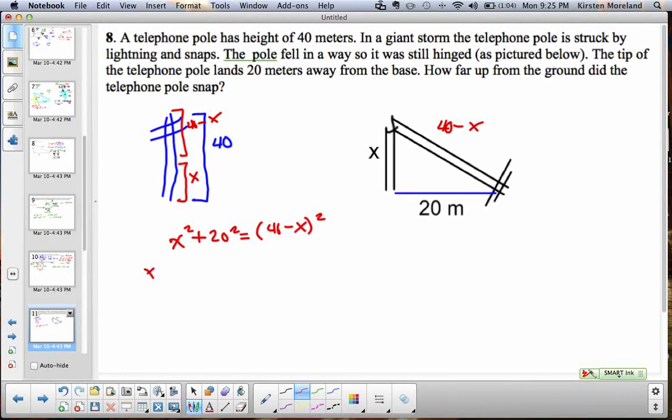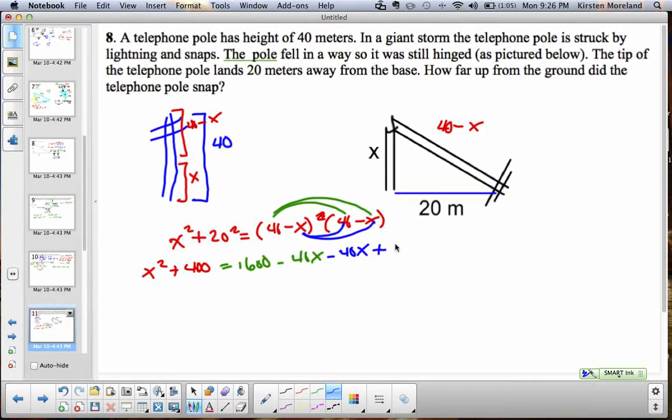And this is where algebra comes into play. So I have x squared plus 400. And remember, I need to FOIL this out. So if I see a squared, I'm just going to write it twice. And then I'm going to say to myself, all right, to FOIL, I'm going to distribute. So 40 times 40 is 1600. 40 times a negative x is negative 40x. Then I'm going to distribute the next set. So negative x times 40 is negative 40x, and negative x times negative x, negative times negative turns into a positive, and x times x is x squared.